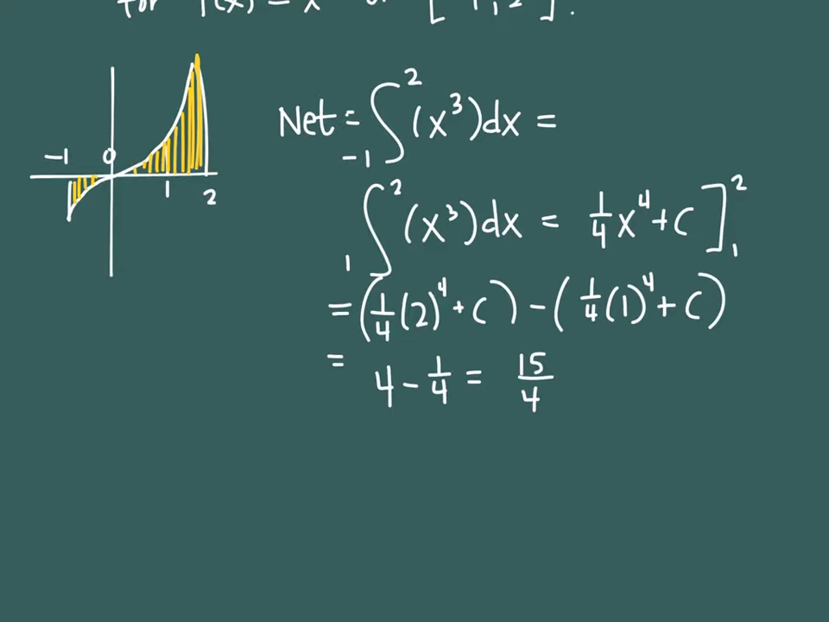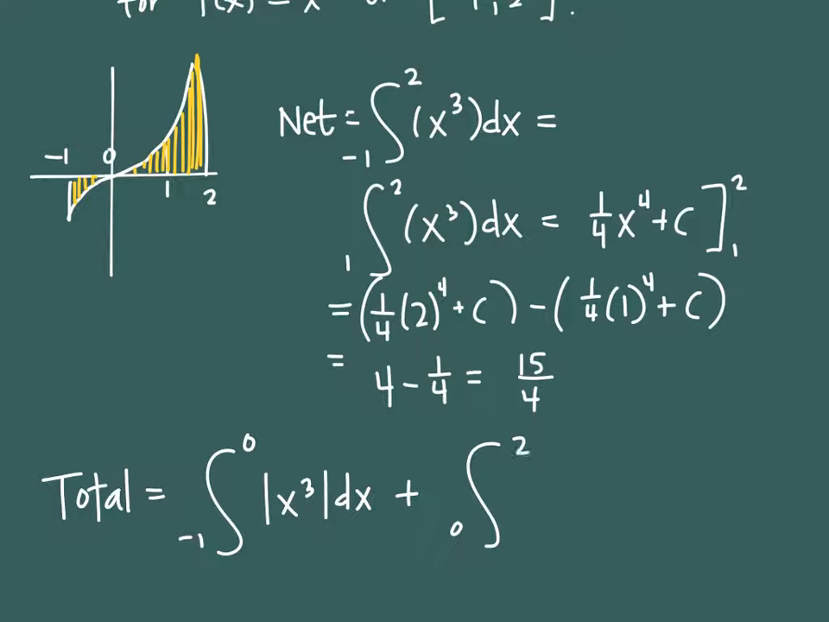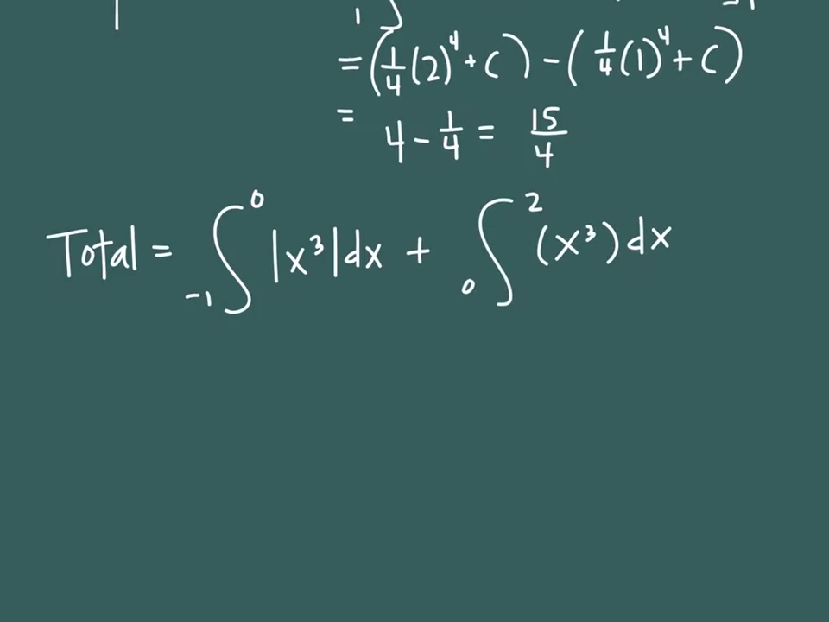To compare that to the total, we need to either use absolute values or manipulate our bounds to take care of the negative sections of area. The total area, I need to break this up from -1 to 0, and I can use the absolute value of x cubed dx and add that to 0 to 2 of the regular x cubed dx. So that's one way to do it. I need the absolute value around the negative part. I don't need the absolute value around the positive part.